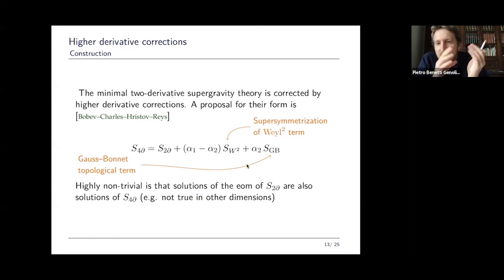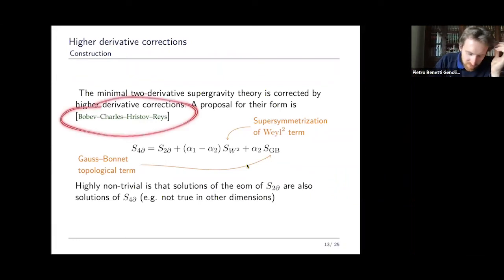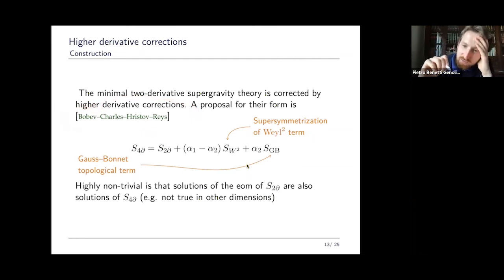However, there are a priori higher derivative corrections. It's really hard to find what the higher derivative corrections to a theory are. A priori, you just write down all the terms, but then you need something in order to say this appears, this doesn't appear. And these people, Nikolay Bobev, Anthony Charles, Kiril Hristov, and Valentina Reys, have proposed a form of the 4-derivative corrections to the minimal gauged supergravity.